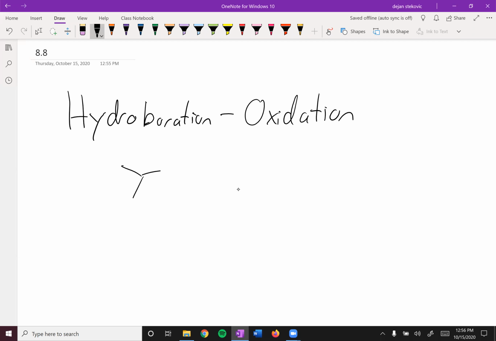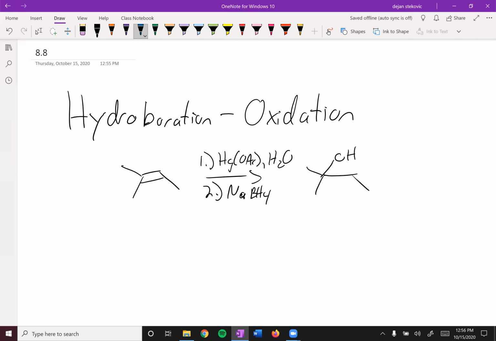All right, so last time we saw that if we have an alkene and we add some mercury acetate, some water, and then after that add some sodium borohydride, we end up with Markovnikov addition of the alcohol.